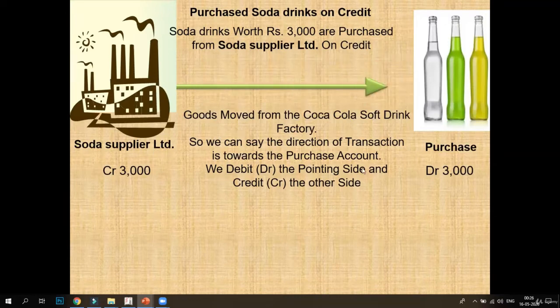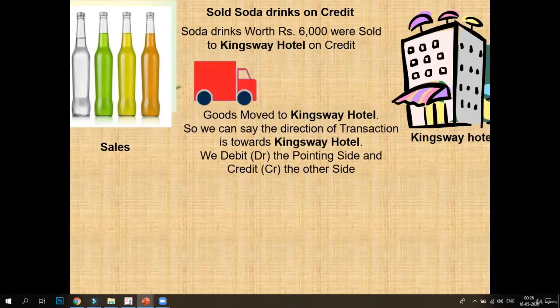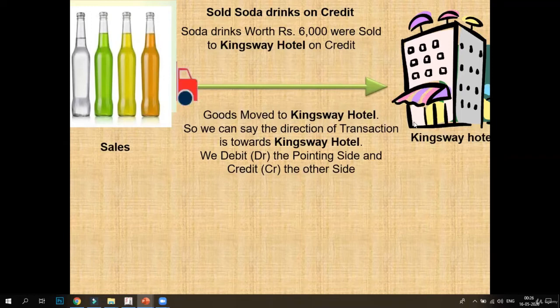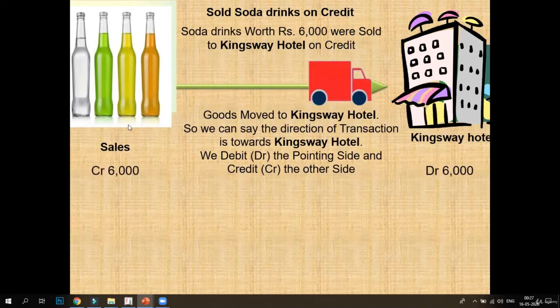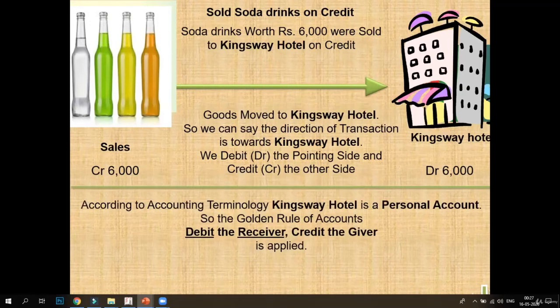This is a personal account and this is our nominal account. Now the next transaction is the company sold soda drinks on credit to Kingsway Hotel. Kingsway Hotel is a personal account, receiving the goods, the receiver. So the receiver will be debited, and sales is my nominal account, that is my income account, and this will be credited. So my transaction becomes Kingsway Hotel account debit to sales account with 6,000 rupees.